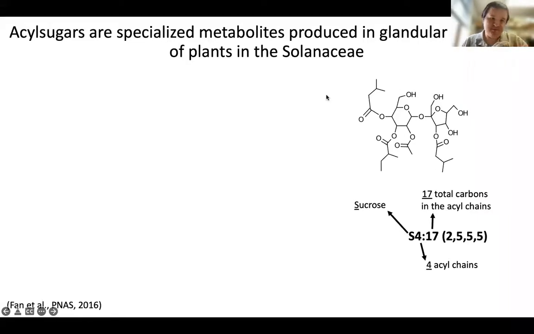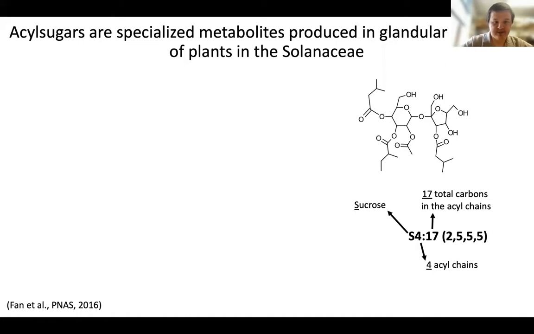Acylsugars, as I mentioned, are a group of specialized metabolites that are produced in glandular trichomes in plants across the Solanaceae family. These molecules typically possess a sucrose core that's then conjugated to a variety of different acyl chains, as you can see here. Now, the molecule on the right is one of the prominent acyl sucroses produced in cultivated tomato. It contains a sucrose core, as you can see in the nomenclature, with 4 acyl chains conjugated to it and 17 carbons in those acyl chains. So we then depict each of those individual chains after the S4:17 there to depict exactly what the makeup is.